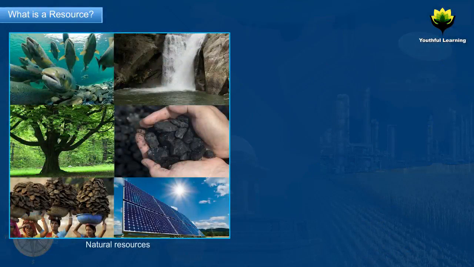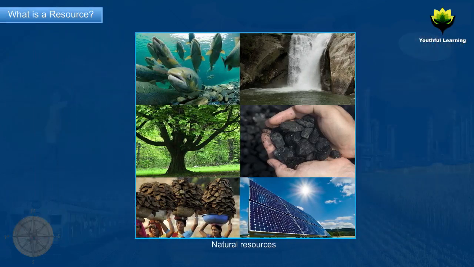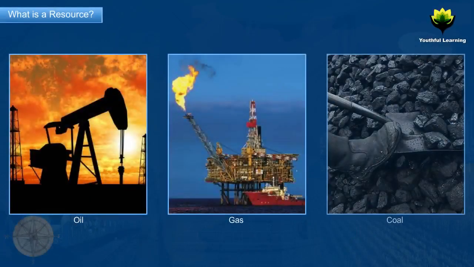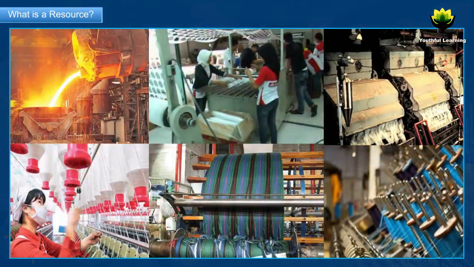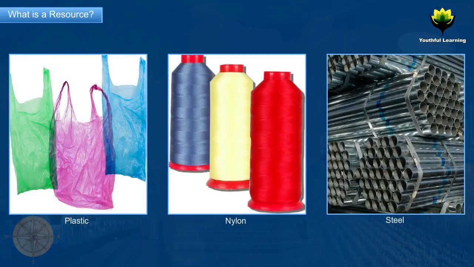Resources can be natural or man-made. Natural resources, as the name suggests, occur in nature. For example, oil, gas, coal, etc. While man-made resources do not exist naturally, but are instead made by man. For example, plastic, nylon, steel, etc.